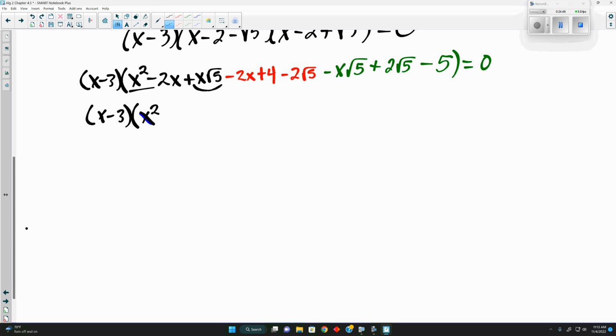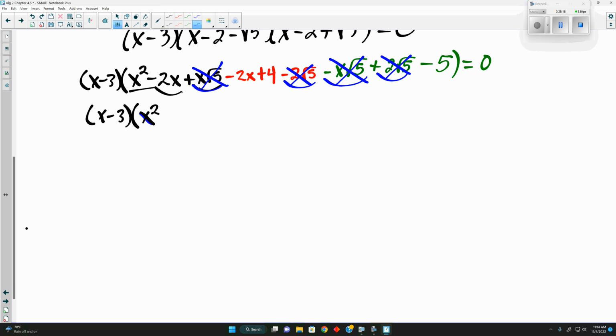Now, we'll skip over to this one here, x square root of 5. Is there another one with x square root of 5? It's negative. So we have x square root of 5 minus x square root of 5, which is 0. Here we have negative 2 square root of 5. Here we have plus 2 square root of 5. Well, do we have any radicals left? No, they all simplified out.